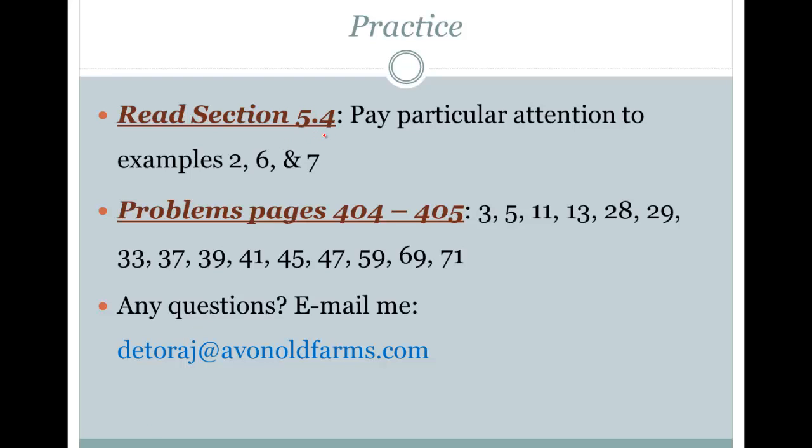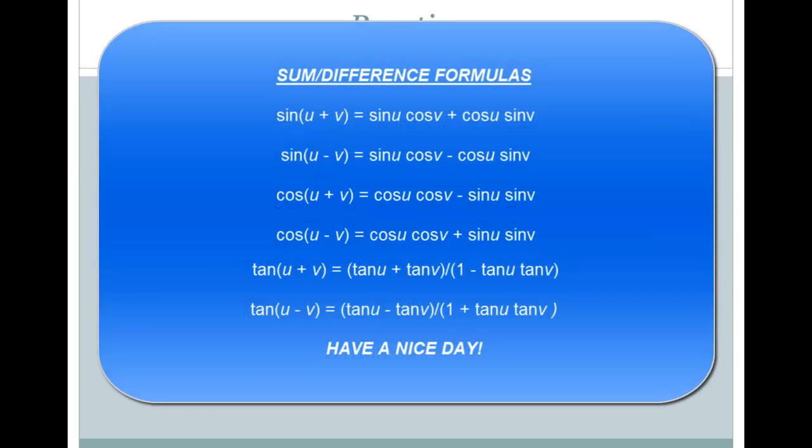I want you to read section 5.4. Here are some good examples for you to do, and some practice problems. Basically we looked at the sum difference formulas for sine and cosine. There's also one for tangent. You'll get some practice using all of those in these problems. Again, remember, you don't have to memorize them, but you do need to know that they exist and how to utilize them in the problem solving process.